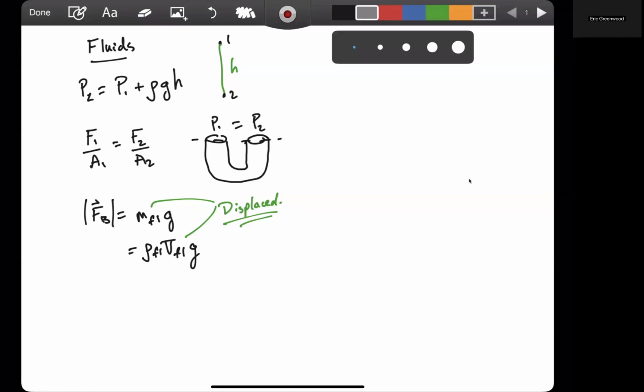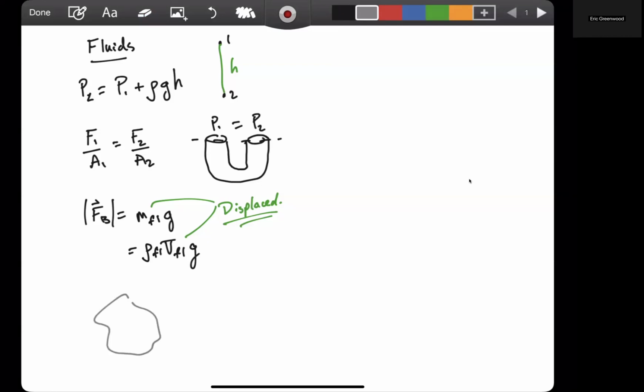In this case, if I had an object, so here's my object, let's say it's partially submerged. This guy's going to feel a buoyant force upward. So this is F_B upward, where the volume of the fluid being displaced is only equal to this volume here. So this is my volume of the fluid. And if it was fully submerged, then the volume of the fluid would be exactly equal to the volume of the object. So that's pretty much it for fluids at rest.